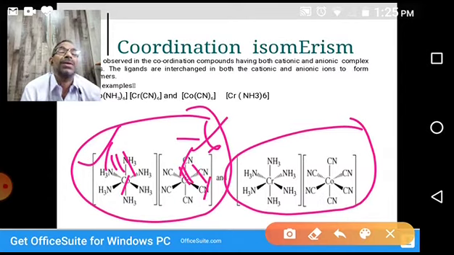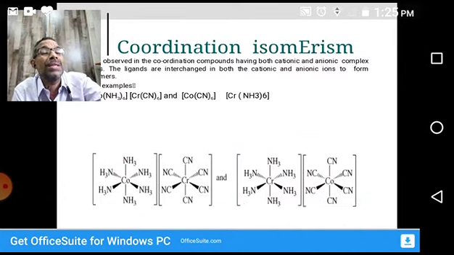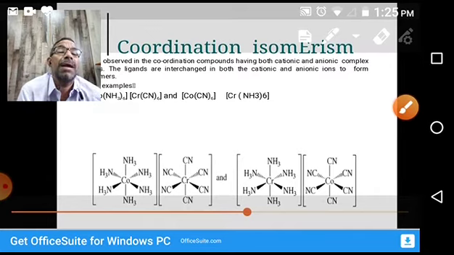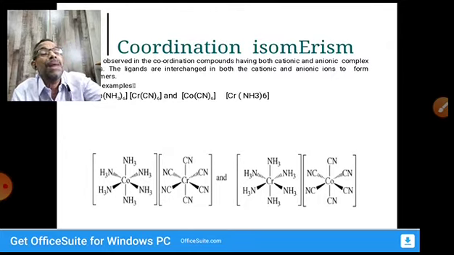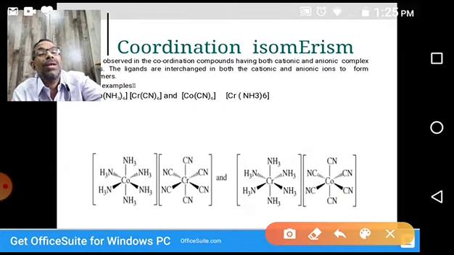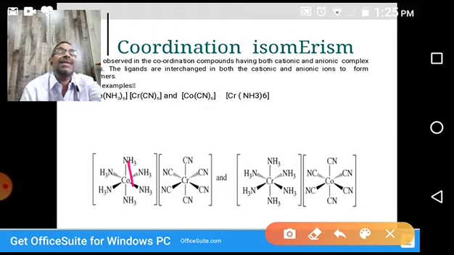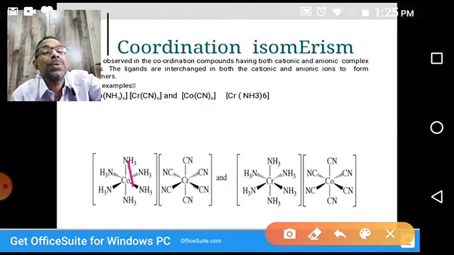Okay, so the name of the compound is hexaamminecobalt(III) hexacyanidochromate(III). That's all. This is the name of the compound. So in this case, observe carefully. Cobalt is linked to ammonia ligands. Chromium is linked to cyanide ligands.